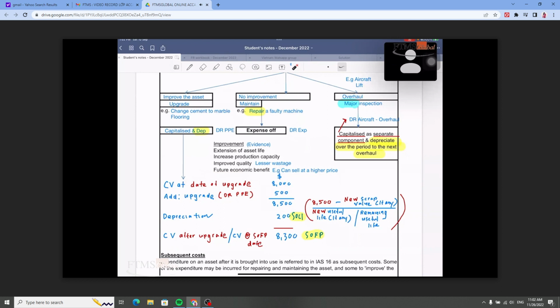So if things happen in the middle of the accounting period, nothing special. What you need to do is you just need to calculate the opening balance. For this, you need to calculate the opening balance.